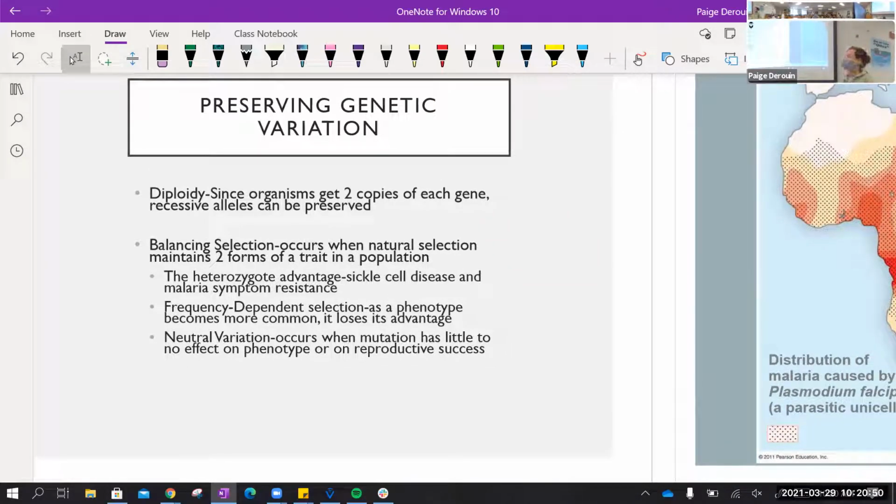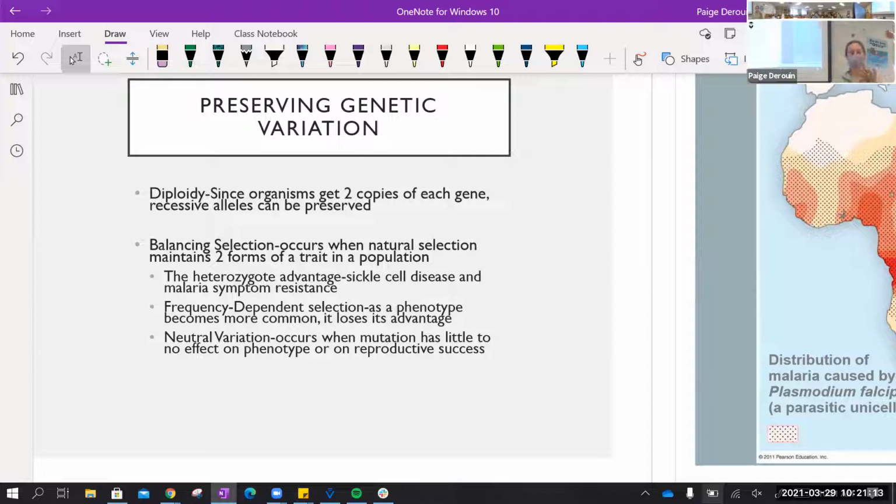Another thing that can happen in real life is again, that some traits are more advantageous than others. So for humans, we're diploid. We have two copies of each allele. And what that allows is that recessive alleles can hide, even if they're bad. So we're able to pass them on, even though we don't want to.